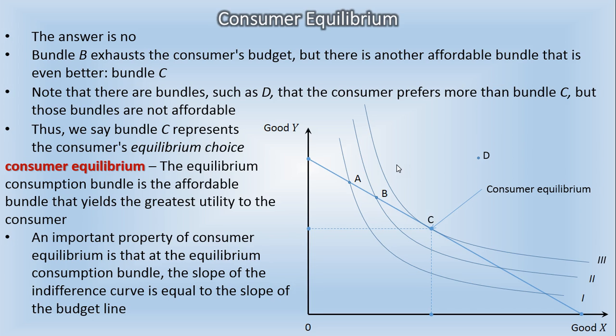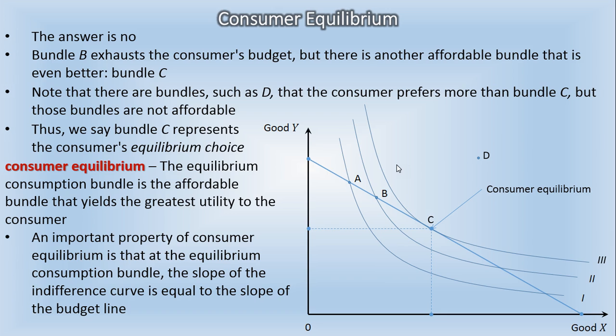An important property of the consumer equilibrium is that at the equilibrium consumption bundle, the slope of the indifference curve is exactly equal to the slope of the budget line. So at that point there, the market rate of substitution, the rate at which the market expects one to trade off one good for another, is exactly equal to the subjective rate of substitution, what we call the marginal rate of substitution, right? That reflects the subjective rate that the consumer is willing to trade off one good for the other in order to remain as happy as possible.